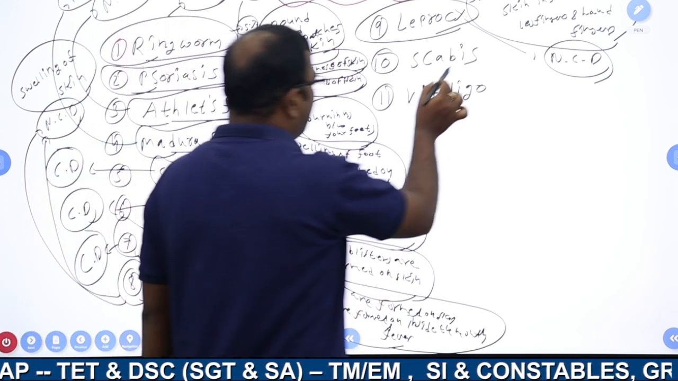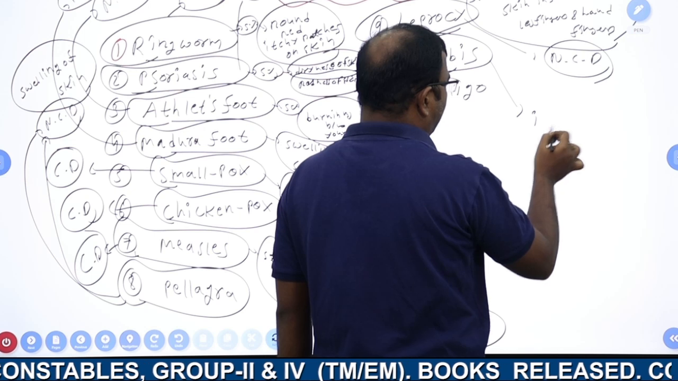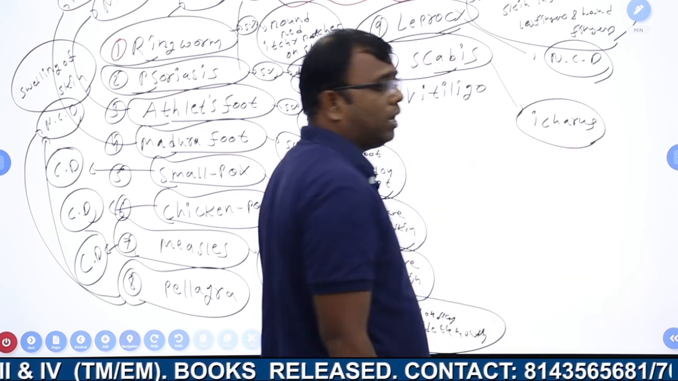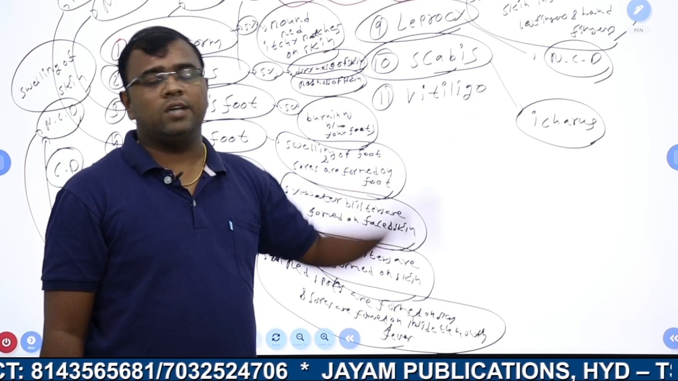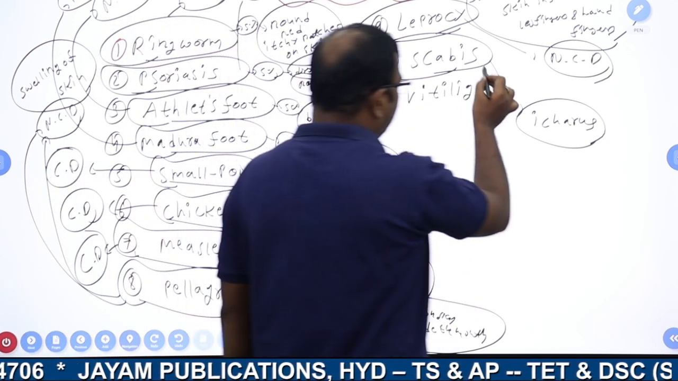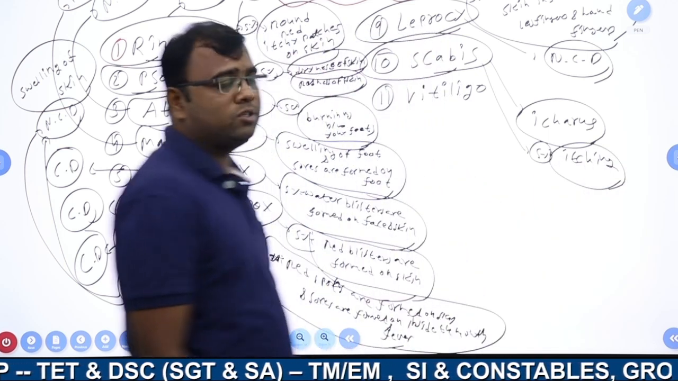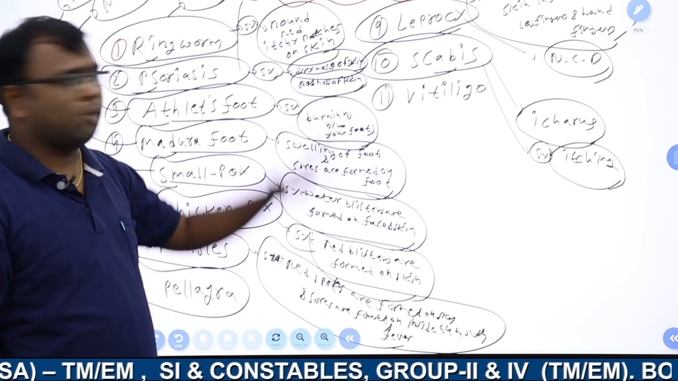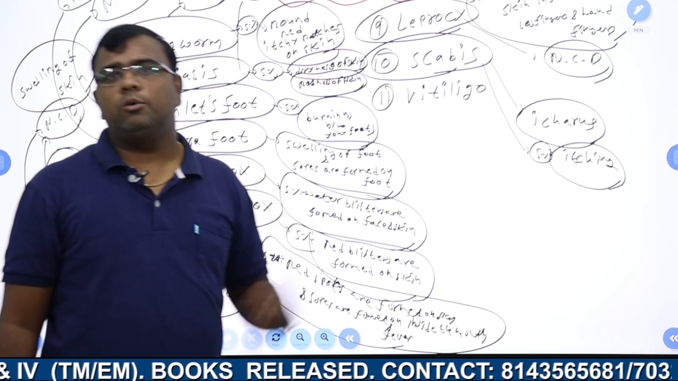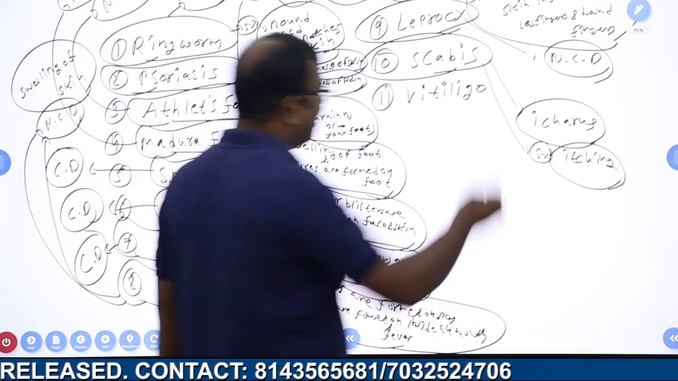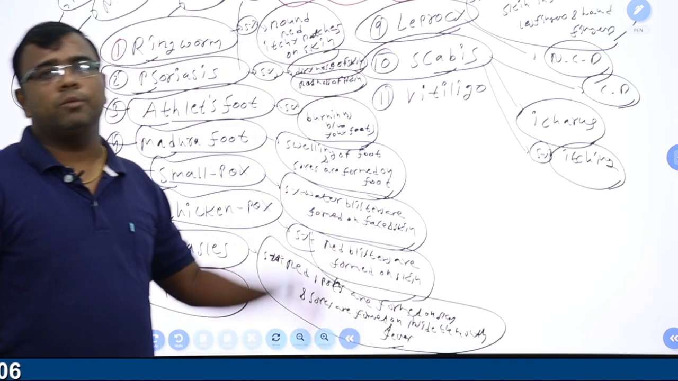The next disease is scabies. Scabies is caused by the bite of the acarus insect. The symptom of scabies is itching. Is scabies a communicable disease or not? Scabies is definitely a communicable disease.